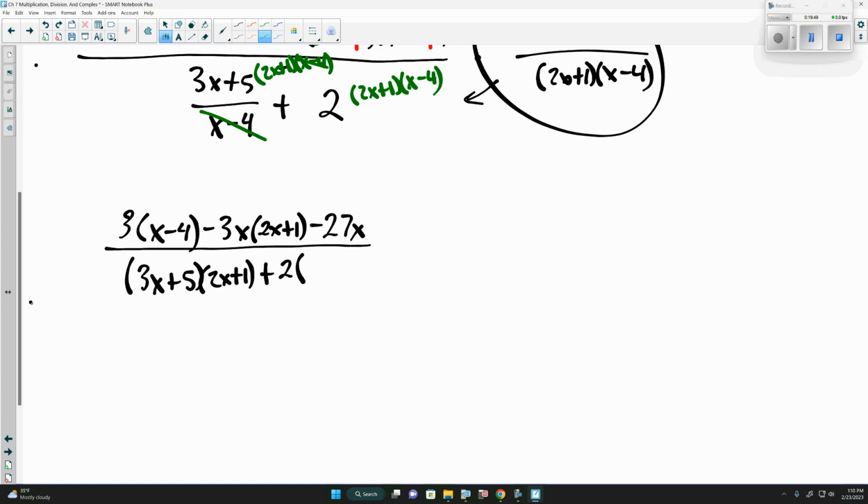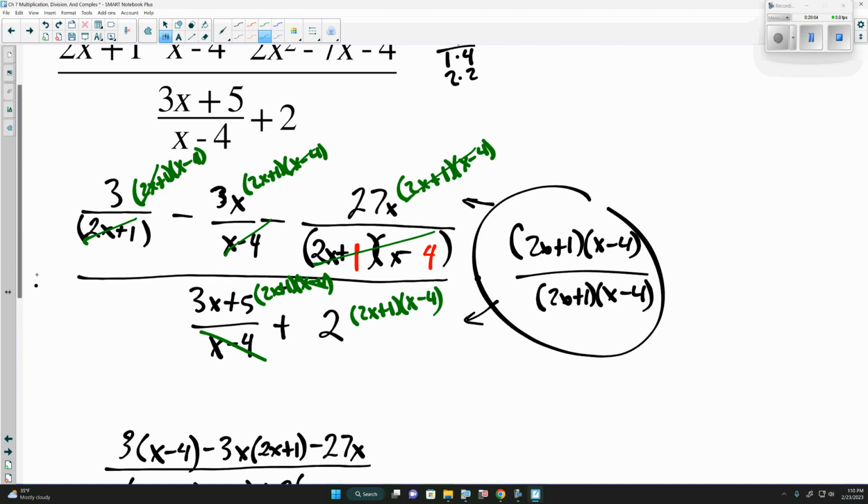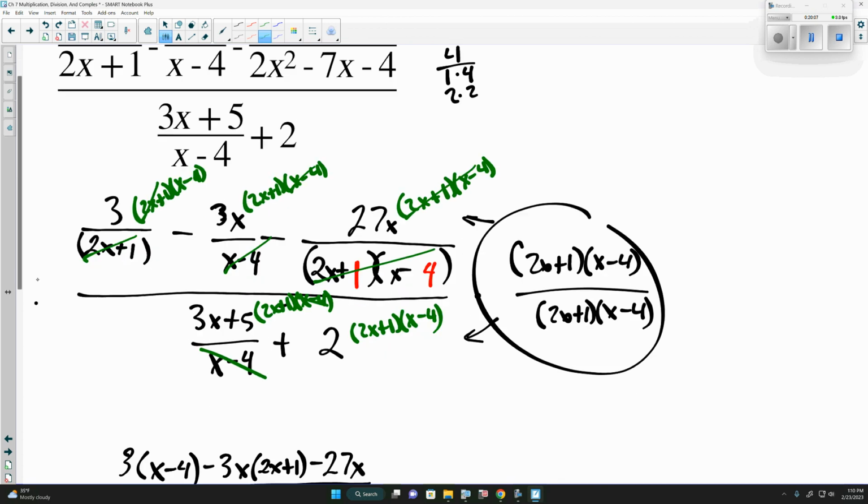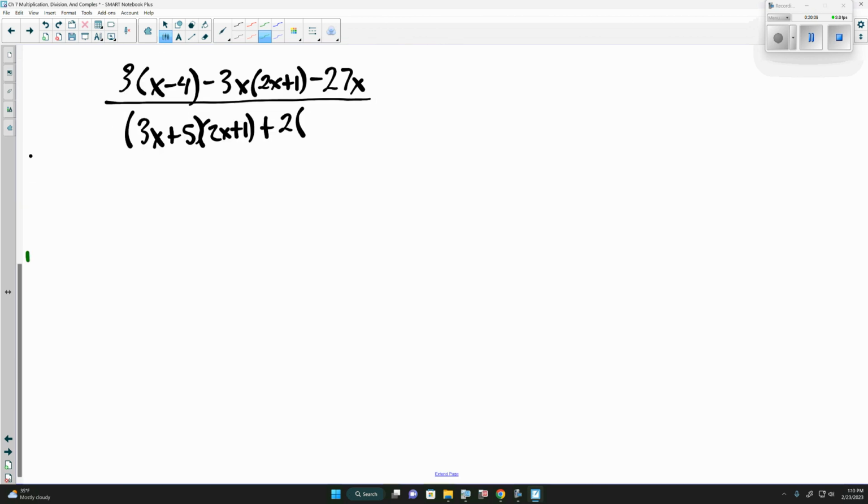Now, does anything cancel with the 2? No. But what would 2x plus 1 times x minus 4 turn into? 2x squared minus 7x minus 4? Because that's where we got it from. But if you didn't notice that, and we're going to go that route, we can still put 2x plus 1 times x minus 4 because nothing simplifies. And we can multiply through, we'll get back there.